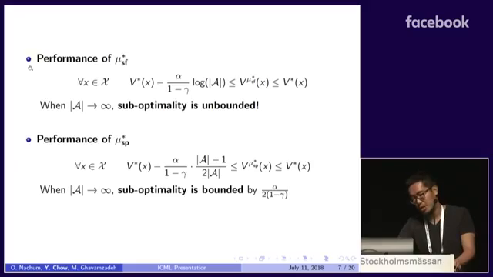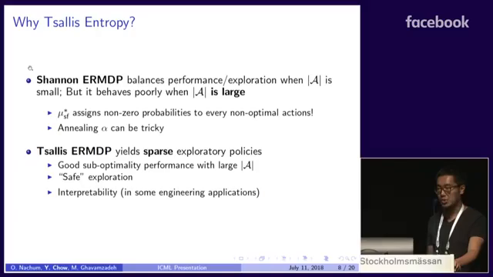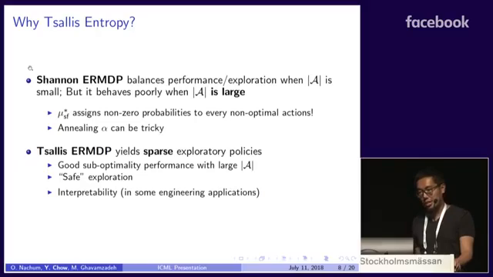So this really motivates the use of Tsallis entropy, because especially in the case of large action spaces, with Shannon entropy, things start to degrade. While Shannon entropy balances performance and exploration well in small action space problems, as we can see in many off-the-shelf RL algorithms, in large action spaces it behaves poorly. One of the main reasons is that because of the softmax policy class, it tends to introduce non-zero probabilities to every non-optimal action. This can somehow be alleviated by tuning the temperature parameter, but annealing this term during the exploration or training phase becomes non-trivial.